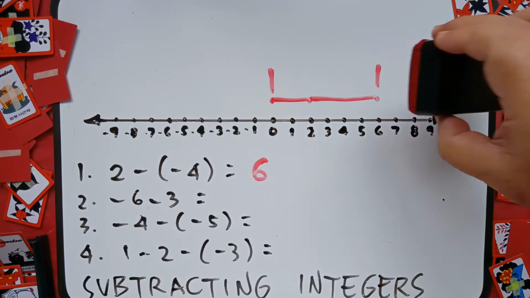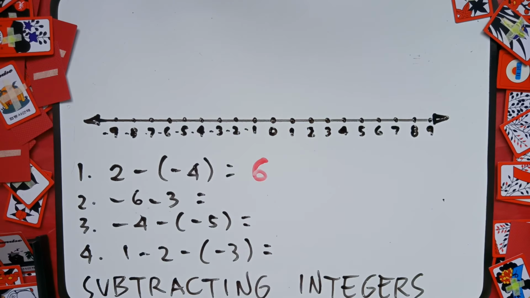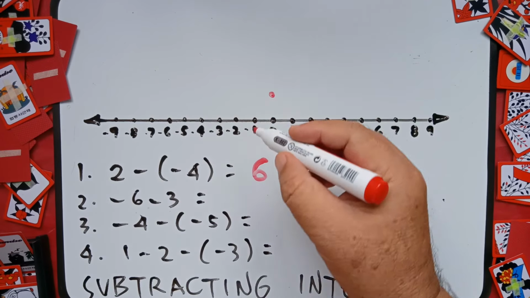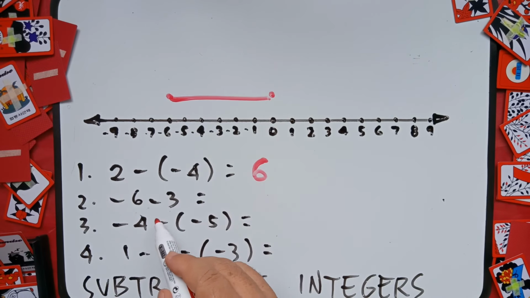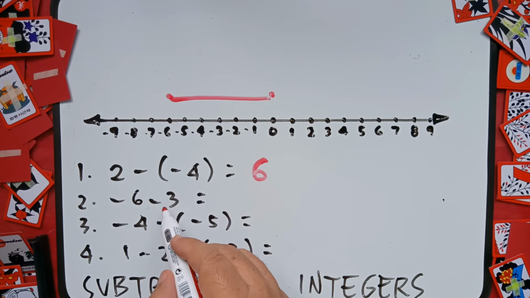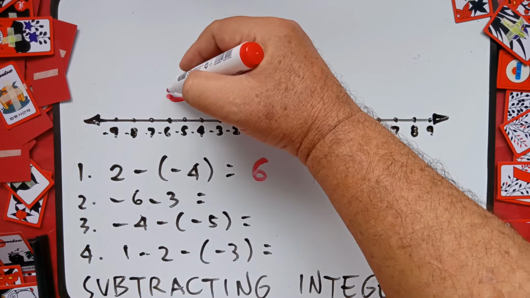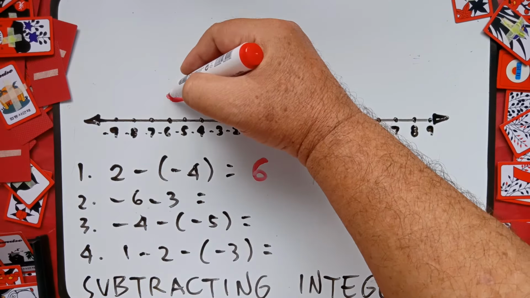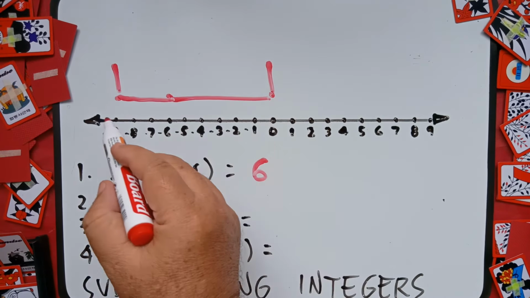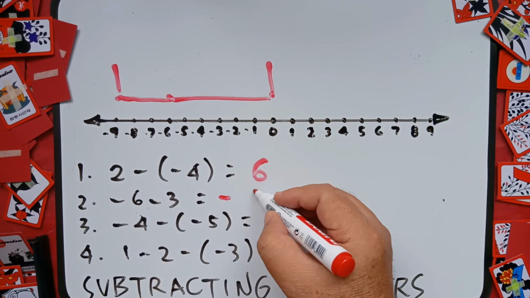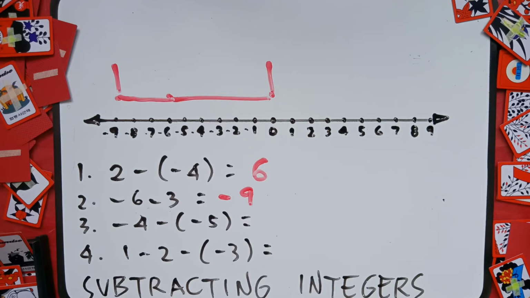Okay, next. -6. -6 is going to the left from 0. So, you started here. -6 is here. Okay, -6. Now, -3. Remember, this is minus +3. So, you have to change the sign of the subtrahend. This will become negative. So, from -6, -3. 1, 2, 3. So, you started here. You ended here. Now, what's the space here? -9. From 0 to -9.